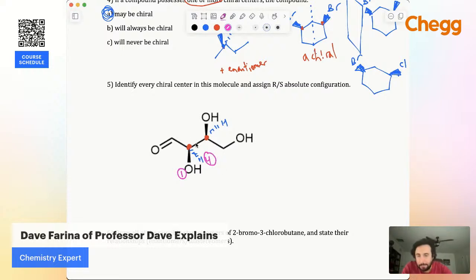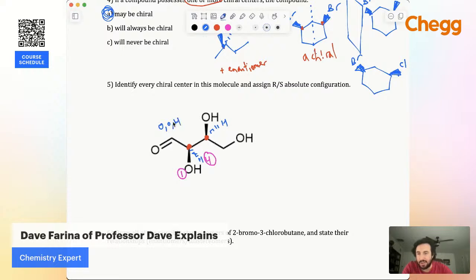Now, this is where Cahn-Ingold-Prelog gets a little bit tricky. We have 2 identical carbon atoms. So remember, we're going 1 atom at a time. Carbon and carbon, identical carbon atoms, identical atomic number. That's a tie. So we need to see what those carbon atoms are attached to. So this carbon is attached to oxygen, oxygen, hydrogen.